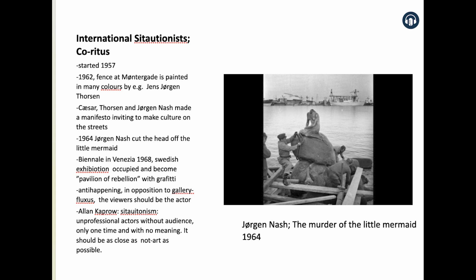At the Biennale in Venice in 1968, Swedish exhibitionists occupied and turned a pavilion into the Pavilion of Rebellion with graffiti and anti-happenings, in opposition to gallery Fluxus. The viewer should be the actor in the Situationist art movement, and Allan Kaprow, unprofessional actors without audience, only one time and with no meaning. It should be as close to not art as possible.